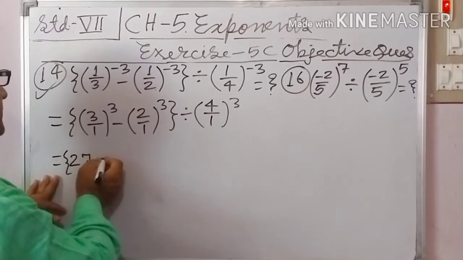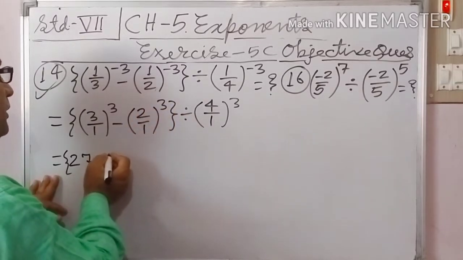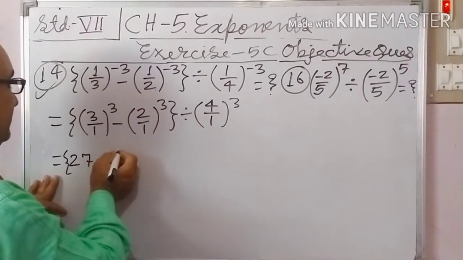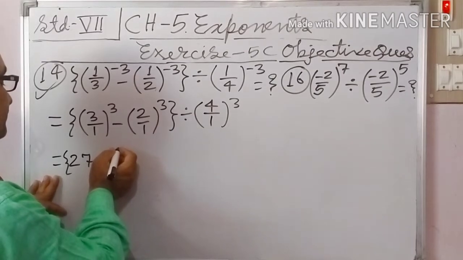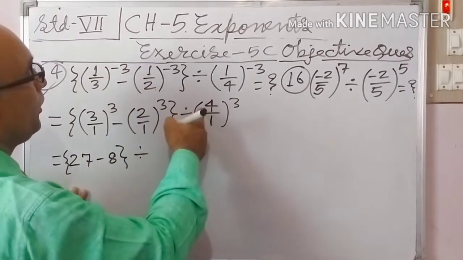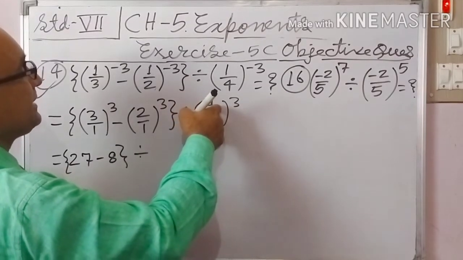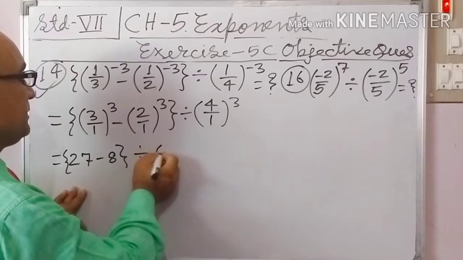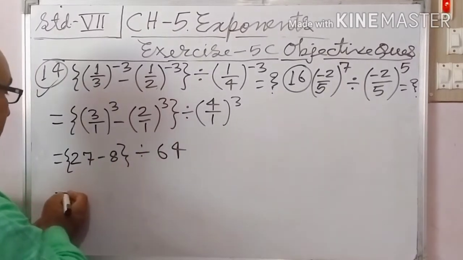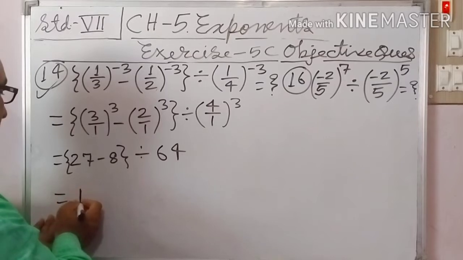Minus 2 to the power 3: 2 twos are 4, 4 twos are 8. Divided by 4 to the power 3: 4 fours are 16, 16 fours are 64. Equal to 27 minus 8, 19.